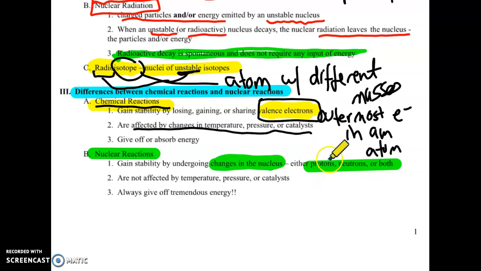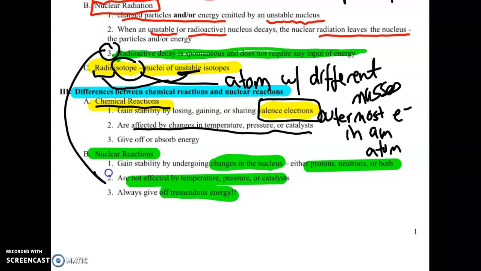If we change the protons, we change the atomic number, and we change the identity of the atom. These are not affected by temperature, pressure, or catalysts, and they always give off a ton of energy. Like we said before, it is spontaneous, so they are not affected by other changes. Okay, good. Let's flip to the next page.